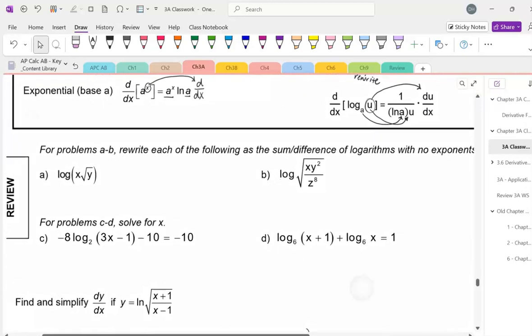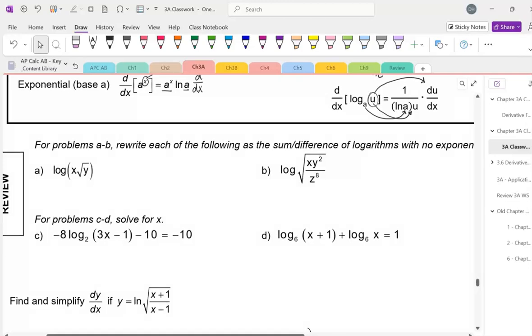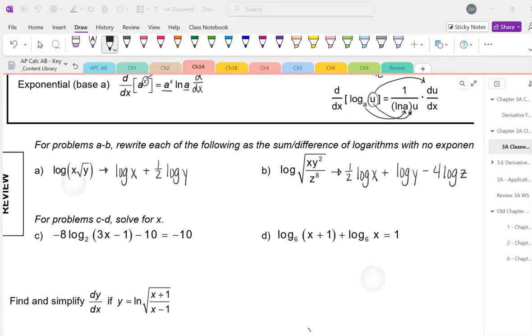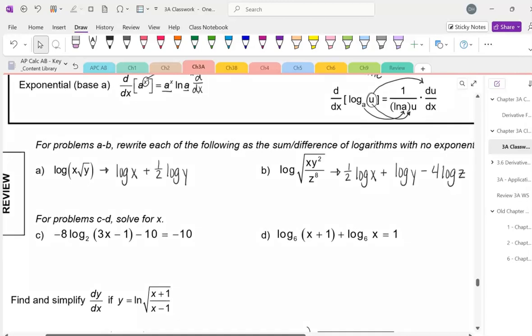In problems A through D, these are all just review questions. So remember, you can rewrite the following with a sum or difference instead of multiplication, and exponents go in the very front. So you can refer back to your notes in chapter 1 for these rules. And then in problems C and D, when solving for logs, you need to move all of the constants over to one side and then combine, and then you're going to loop.